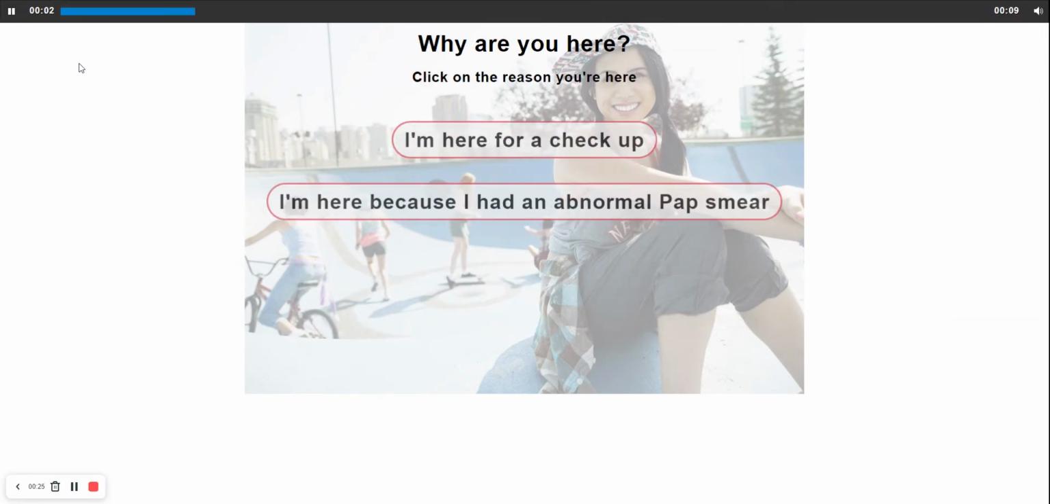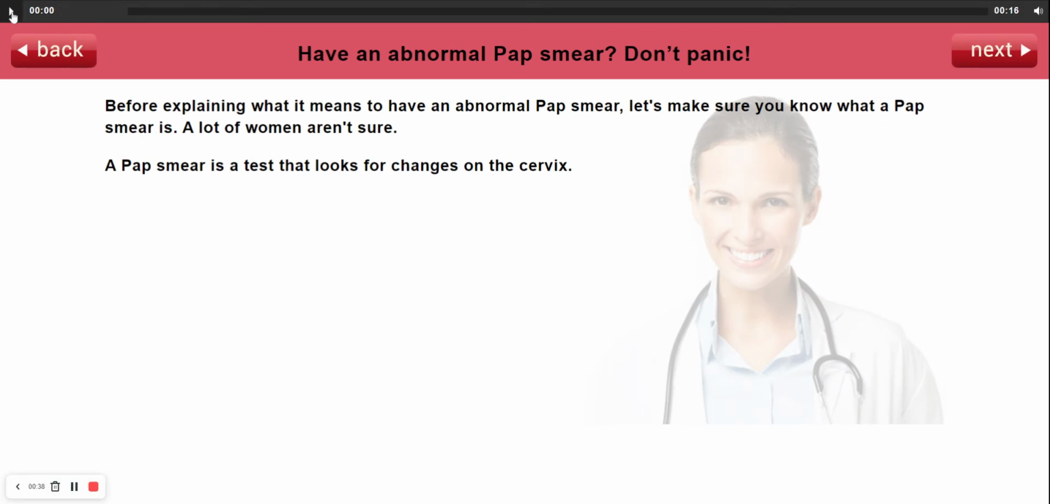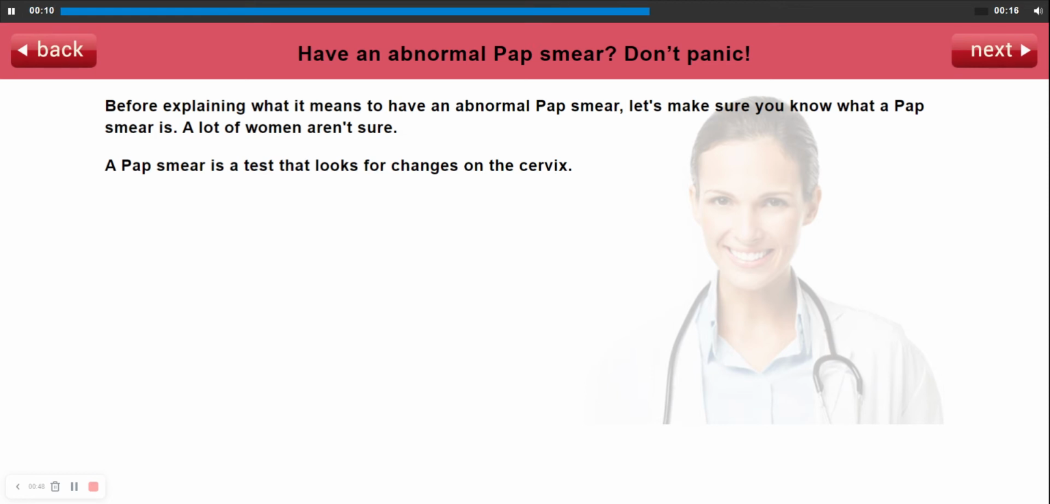Why are you here? Click on the reason you're here. I'm here for a checkup, or I'm here because I had an abnormal pap smear. Have an abnormal pap smear? Don't panic. Before explaining what it means to have an abnormal pap smear, let's make sure you know what a pap smear is. A lot of women aren't sure. A pap smear is a test that looks for changes on the cervix.